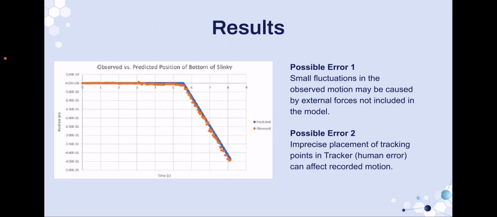When we plotted observed versus predicted motion, the two lines matched closely. There were small fluctuations in observed data that can come from air resistance we didn't perfectly model or slight shaking as the Slinky was released. We also have human error from placing the tracking points manually in Tracker. But overall, both the real Slinky and the simulated Slinky showed the same phenomenon. The bottom remains stationary until tension catches up.